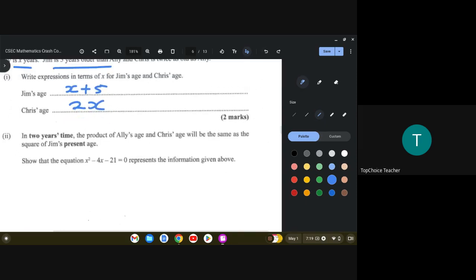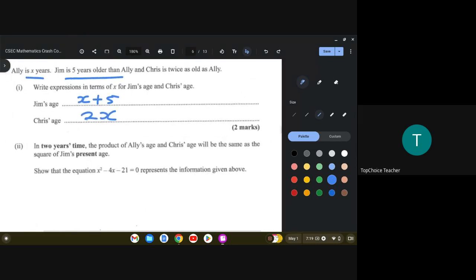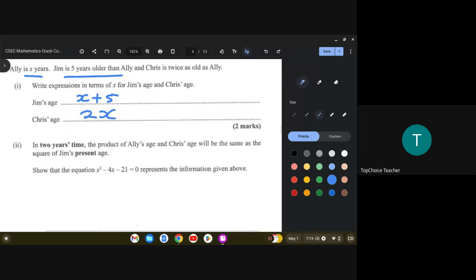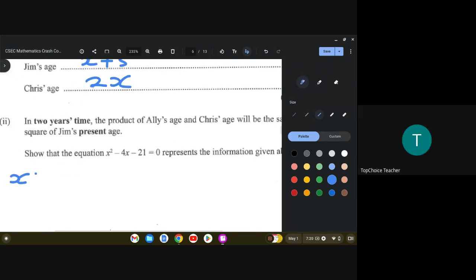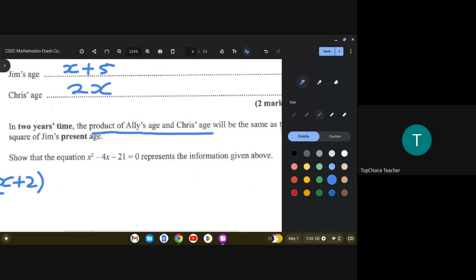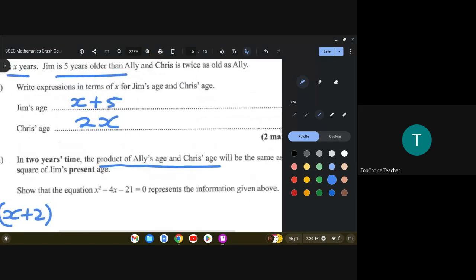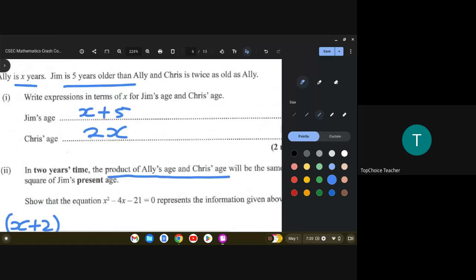So in 2 years' time, what would Ali's age actually be? If Ali's age is X years old right now, how much will Ali's age be in 2 years' time? X plus 2. Right. So I'm writing that down here as X plus 2, putting it in a bracket because we have plenty of things to put. Now, in the same 2 years' time, the product of Ali's and Chris's age will be, we'll just think about the product of Ali's and Chris's age. So in 2 years' time, what would Chris's age be? Look at Chris's age right now. 2x plus 2. Very good.